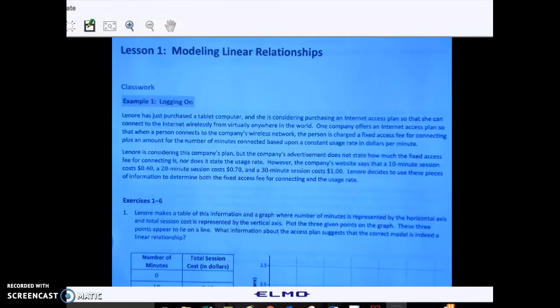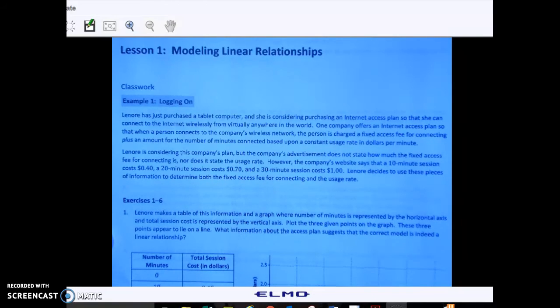And so this company has an advertisement, but it doesn't tell her how much the connection fee is or how much the usage rate is. So there's going to be a connection fee that she has to pay every month or every time she connects, and then there's going to be a usage fee that's going to be charged for every minute that she uses the plan. So for every minute that she's connected. But it doesn't tell those in the advertisement.